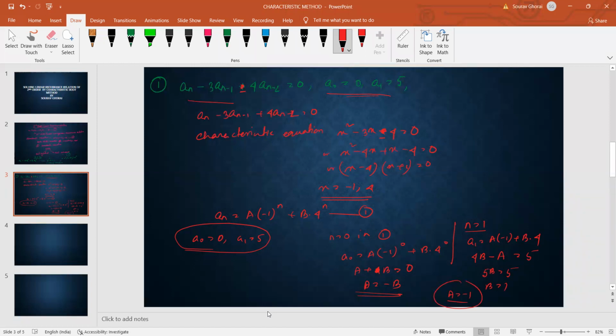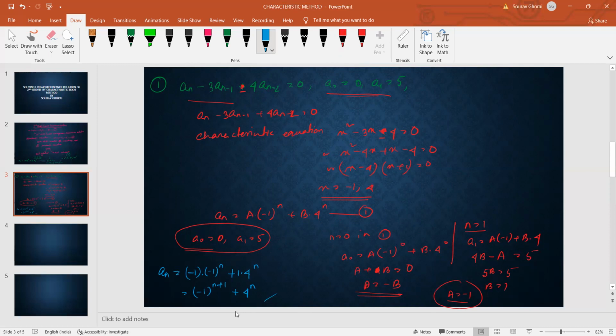And next, we can write the solution is of the form that an is equal to -1 into -1 whole to the power n plus 1 into 4 to the power n, or more simply, we can write -1 whole to the power n plus 1 plus 4 to the power n. So I hope this one is clear to you.